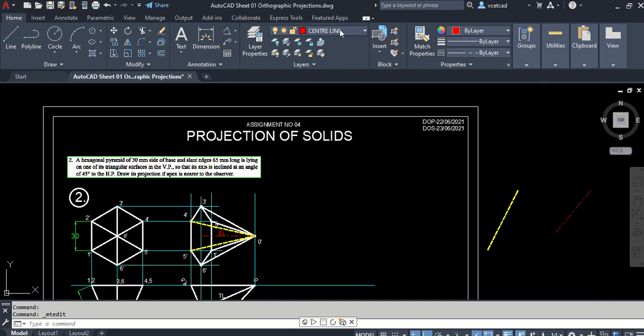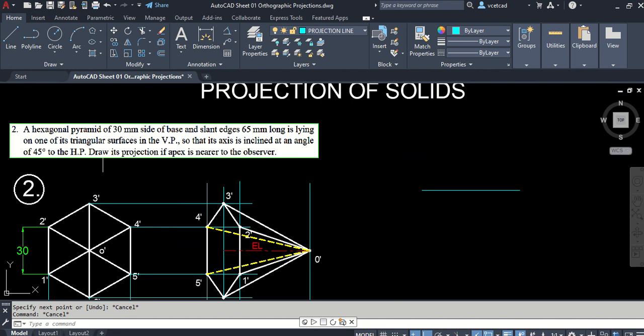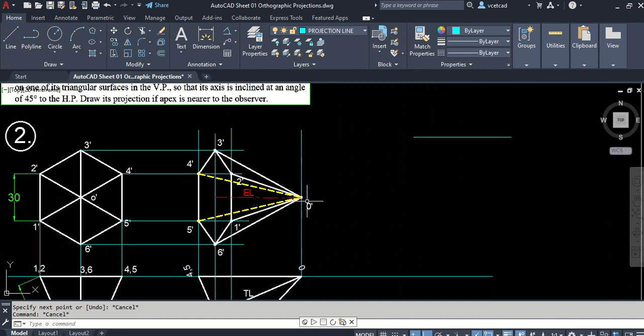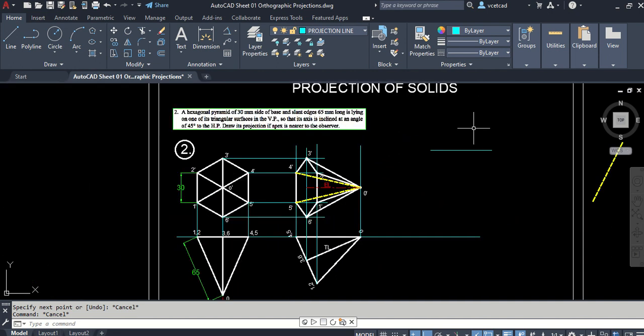So for that, I take a faint projection line. The condition is also given that the apex is nearer to the observer. This is the apex, and in the front view the observer is near to my cursor. So it should be nearer to the observer.